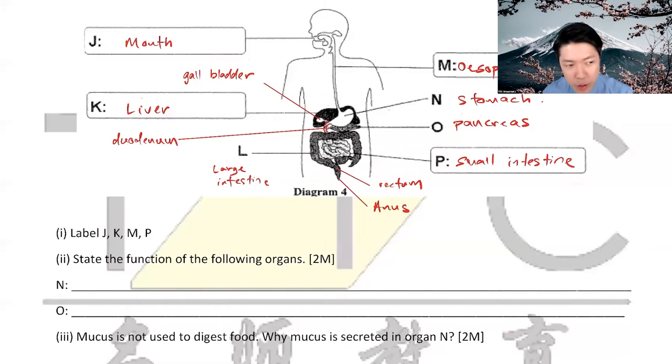Okay, state the function of the following organs. N is stomach. If you look at your short notes, you should be able to find stomach's function, right? So a very straightforward thing to ask. Do you remember what's the food that is being digested in stomach? There's this very specific food class. I need the answer. Very specific food class that is being digested in stomach. Only one and only.